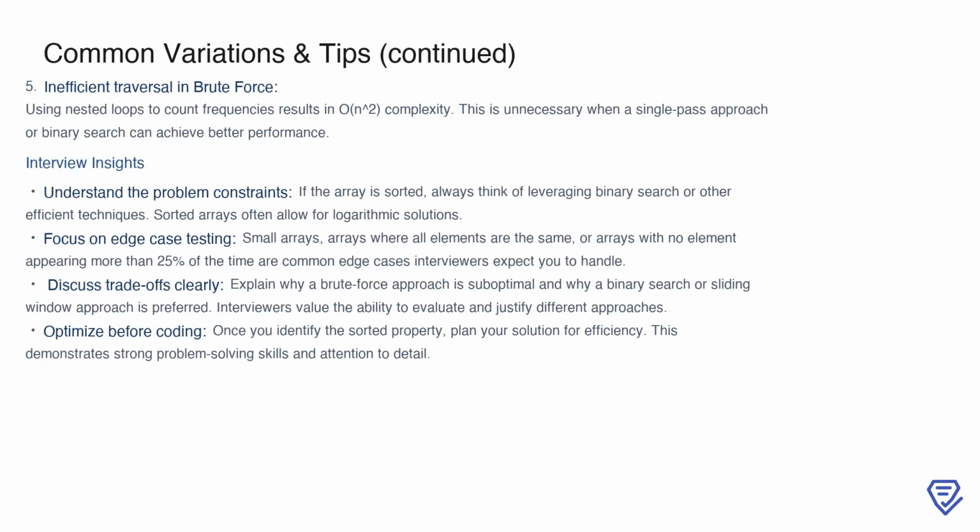Another error to avoid is using inefficient brute force traversal methods, like nested loops, to count element frequencies. This can result in an O(n²) time complexity, which is excessive when more efficient techniques, like a single-pass scan or binary search, can solve the problem faster.